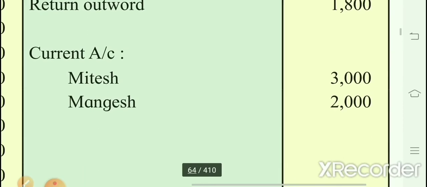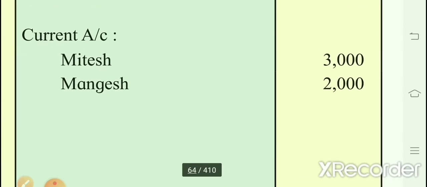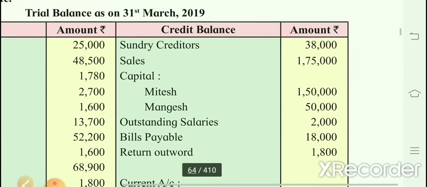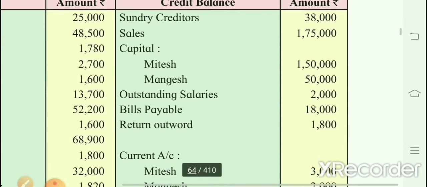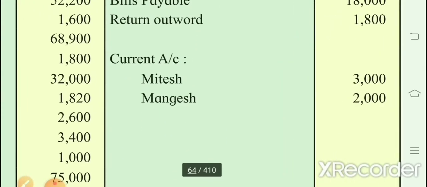Then next, current account. The current balance of partners is given on the credit side of the trial balance. So we will write this amount on the credit side of the partners' current account as by balance brought down, rupees 3,000 and rupees 2,000. Okay.